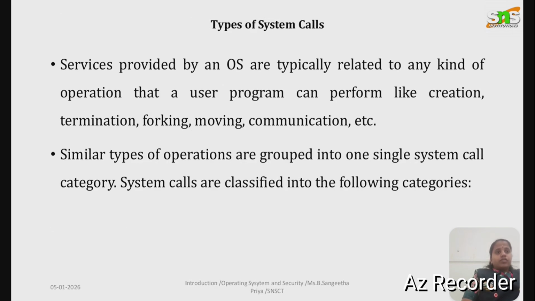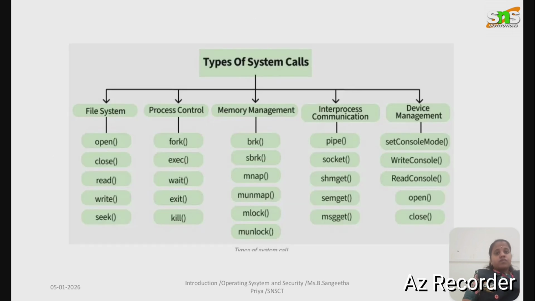The types of system calls. They relate to the kind of operations that a user program can perform, like creation, termination, forking, communication, etc. Similar types of operations are grouped into one single system call category. System calls are classified into the following categories: the file system, that is opening a file.